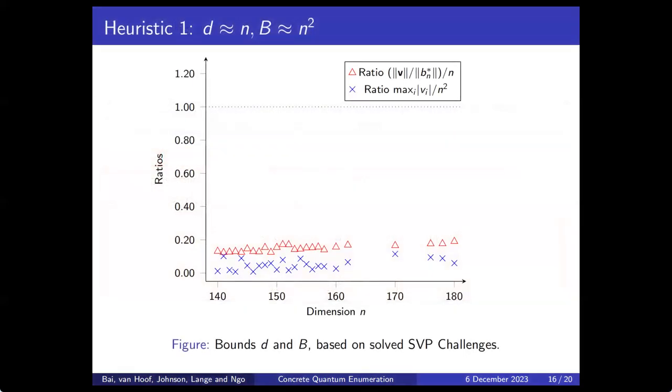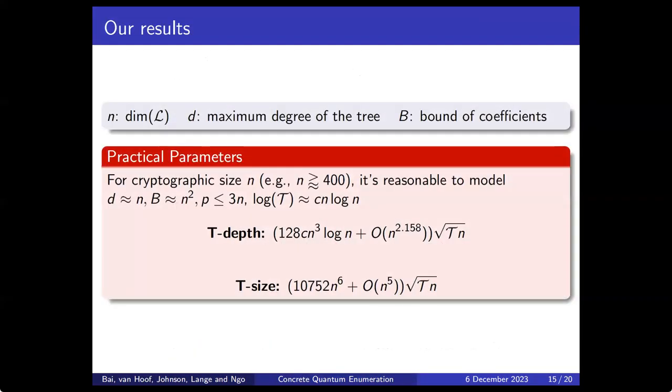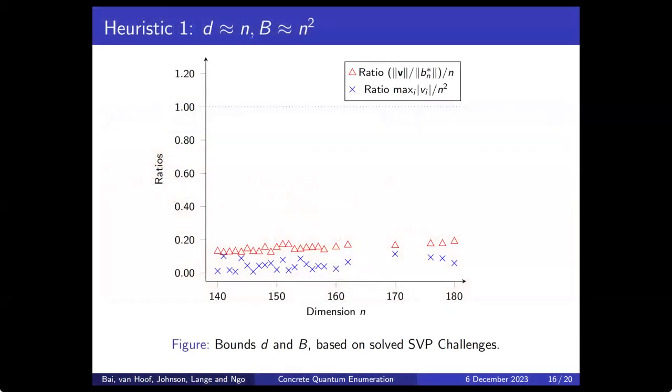Okay, so now we talk about the heuristics that we use to achieve the beautiful formula for the resource estimate here. The first heuristic is we believe D can be bounded by n squared. To do that, we need to get some samples from the SVP challenges, and from that we can build the ratio between D and n and B and n squared, and we plot it here. You can see that this ratio is bounded by 0.2. So it matches the first heuristic.